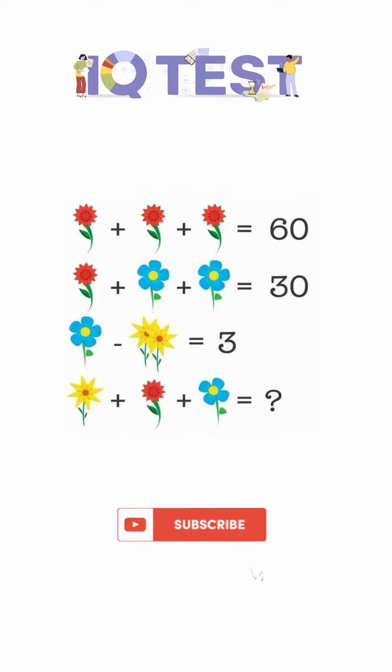So what are you getting for the yellow flower? Remember the yellow flower on the third equation, blue minus 2 yellow flower. So what is the value of 1? Yes, 1 yellow flower is 1. So please, what is the final answer? This one you just add all. 1 plus 20 plus 5.